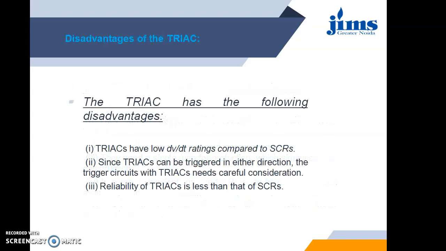And there are some disadvantages also with Triac. The Triacs have a low rate of change in voltage rating compared to SCRs. This is the slew rate rating, so they have a low slew rate. Second, since Triacs can be triggered in either direction, the trigger circuits with Triacs need careful consideration. So they can be triggered in both directions, so it has to be careful triggering.